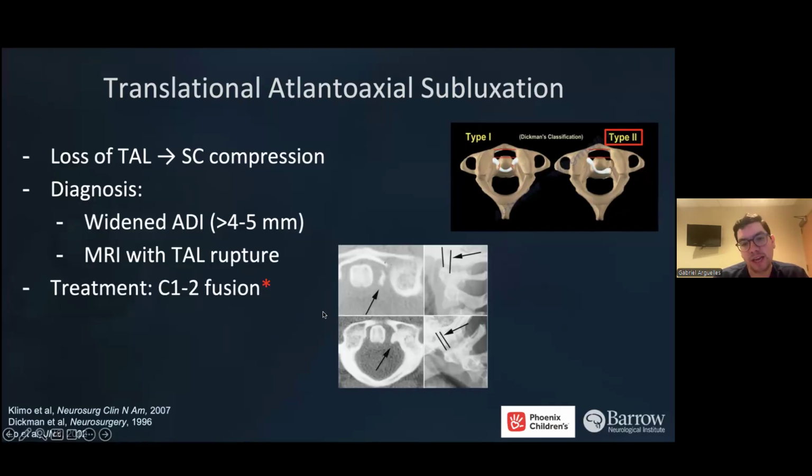Treatment, though, normally depends on which author you look at, and ranges from being more aggressive to conservative. A lot of authors do recommend a C1-2 fusion if you're having this issue and have a transverse ligament rupture of any sort, even type 2. So really use your best clinical judgment. The MRI is going to be the best diagnostic modality for this, where you'll actually see the transverse ligament, but the widened ADI, as we talked about, can give us a hint.